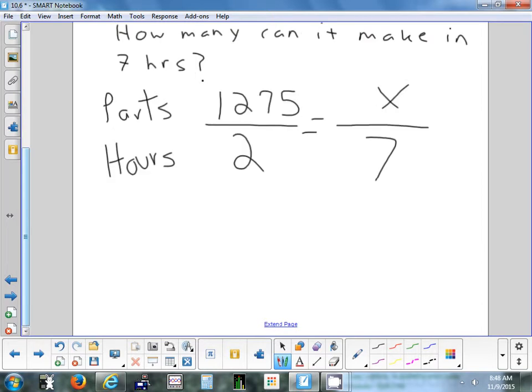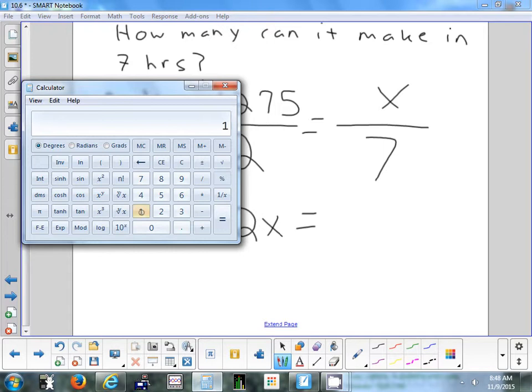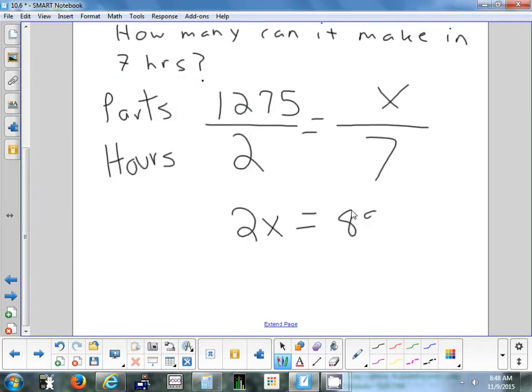I'm not going to write the whole thing out this time. What's one thing I have to do? Cross multiply. So on one side, I'm going to get what? What's the easy one? 2x, right? That's the easy one. I don't need a calculator for that. For the second one, I do. 1,275 times what again? 7 equals 8,925. Last step. Divide by 2. Good.